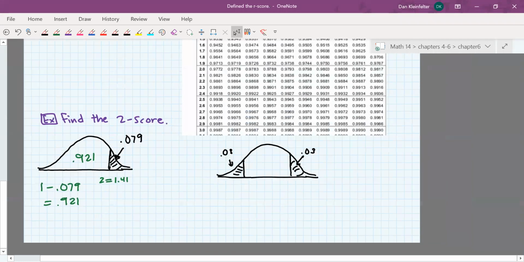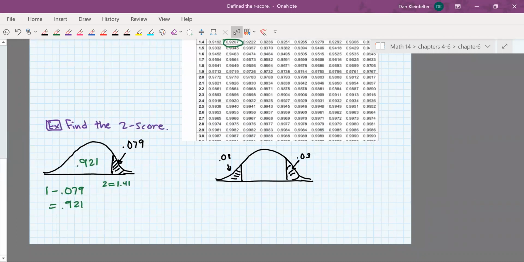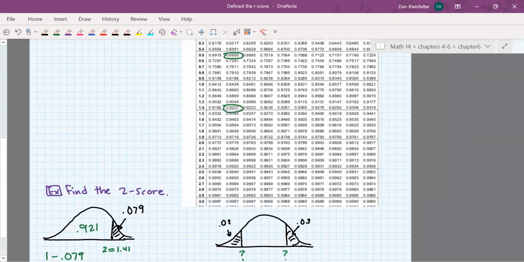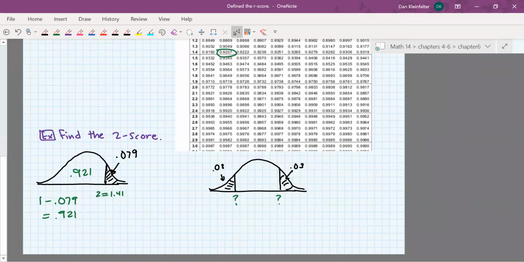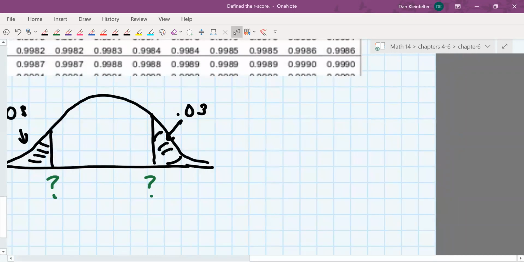All right, so last one of these. For this one, we want to know which two z values would separate off an area of 0.03 in each tail. So again, our table tells us the area from negative infinity up to a positive z. So let's try to redraw that just a little bit.